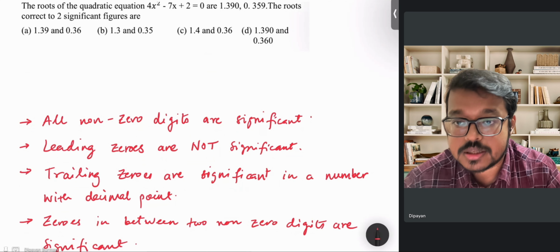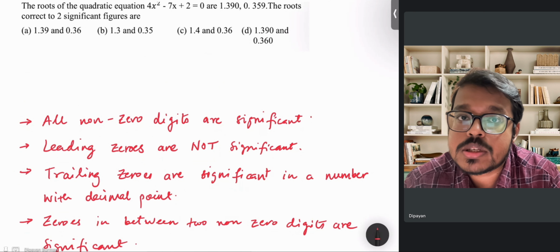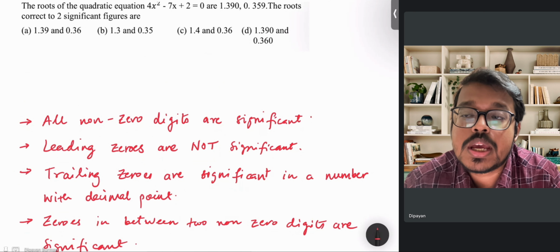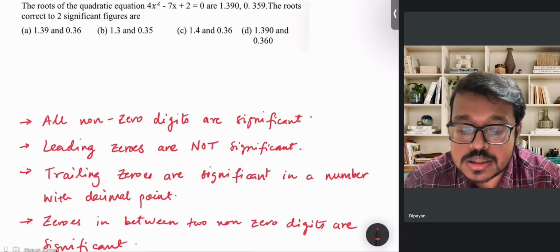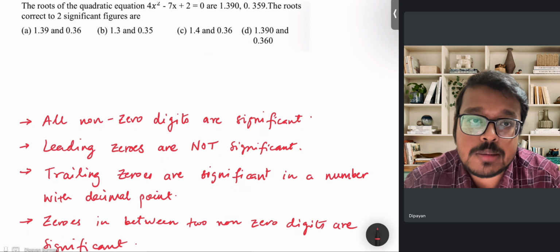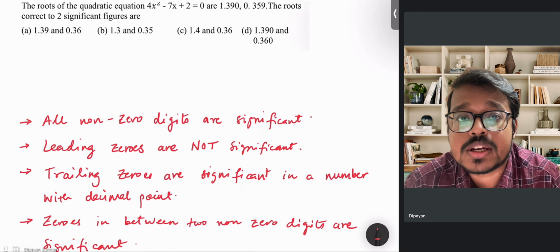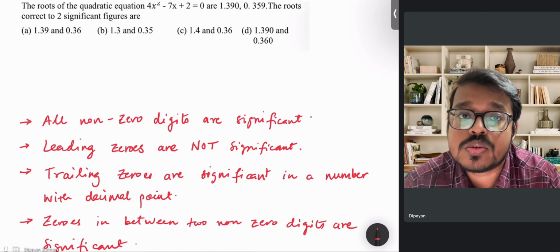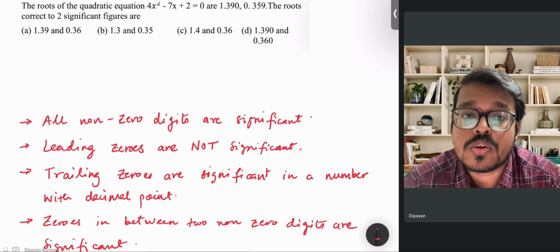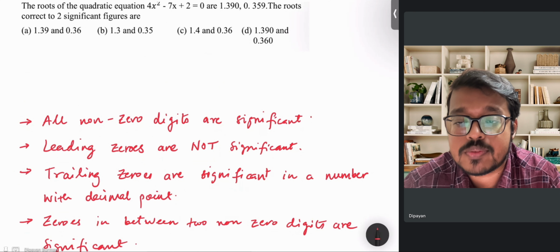Okay, let's look at this question from quadratic equations. Now, some questions in quadratic equations, at the end, they might ask you to answer correct to a few decimal places like we saw in the previous video, or correct to a few significant figures. So if they ask for significant figures, we should understand some rules to identify which are the significant figures in the number that we have.